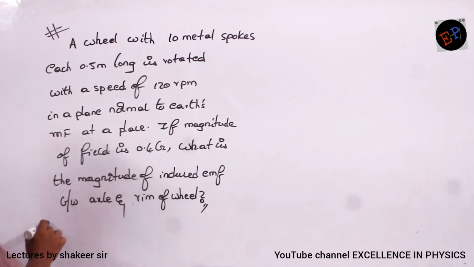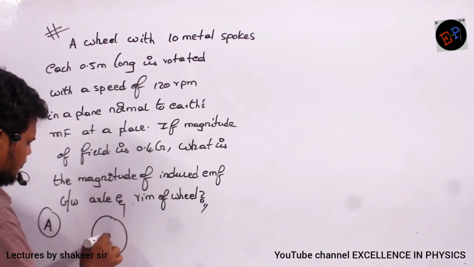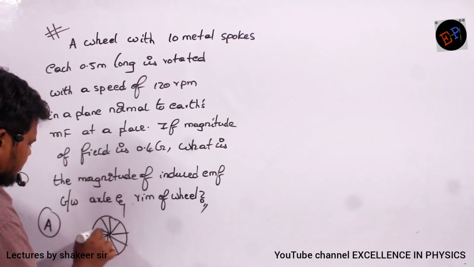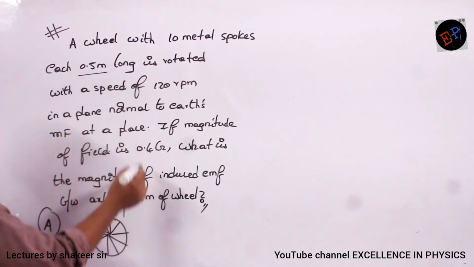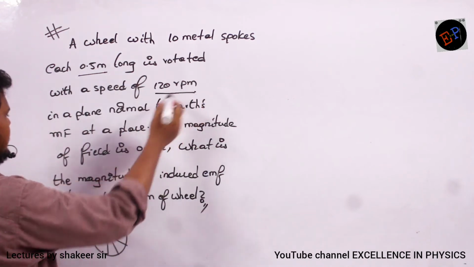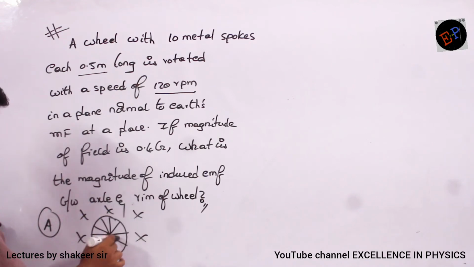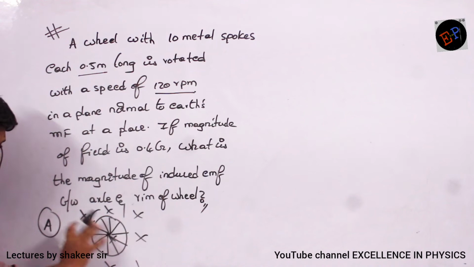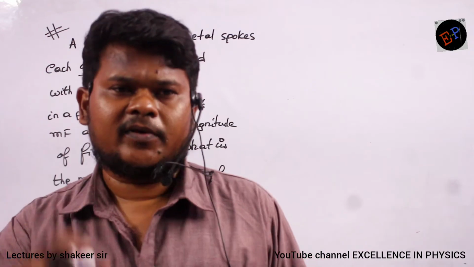So there is a wheel which is having 10 spokes. So consider this is a wheel which has some spokes: 1, 2, 3, 4, 5, 6, 7, 8, 9, 10. 10 spokes are present, and length of each spoke is 0.5 m. It is rotating with a speed of 120 rpm in a plane normal to Earth's magnetic field. Let us consider the Earth's magnetic field is like this, and this wheel is rotating like this with certain angular velocity. Then definitely each spoke will cut magnetic line, no? So EMF will be induced in every spoke.